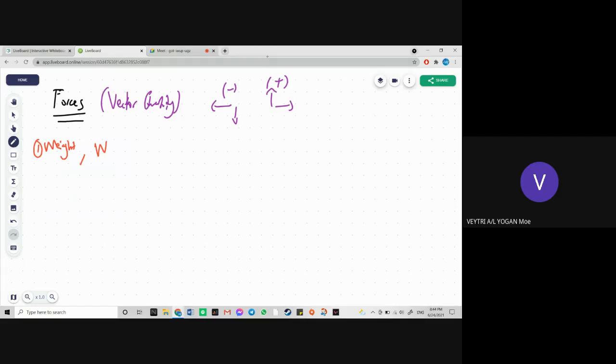What is weight force exactly? Weight force is a force exerted on a body under gravitational field. Okay, so basically, weight force is like weight. What do you understand by the concept of weight? So it's all depending on planet Earth.